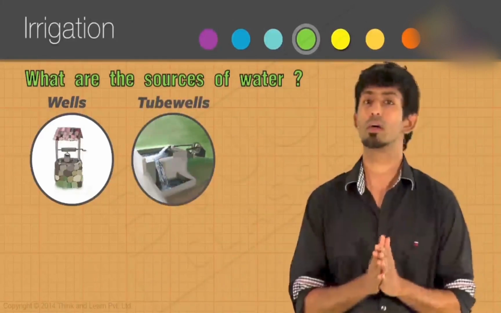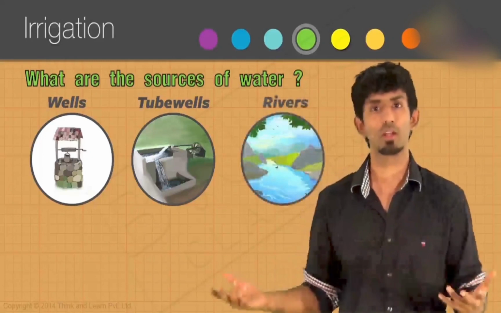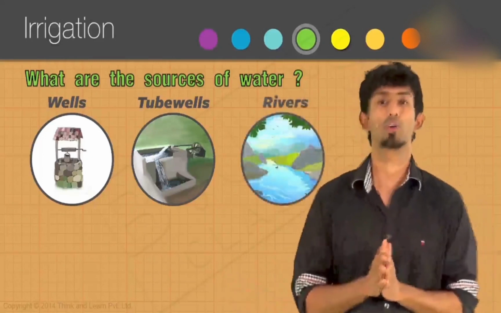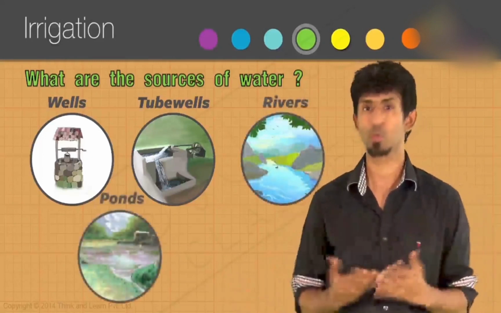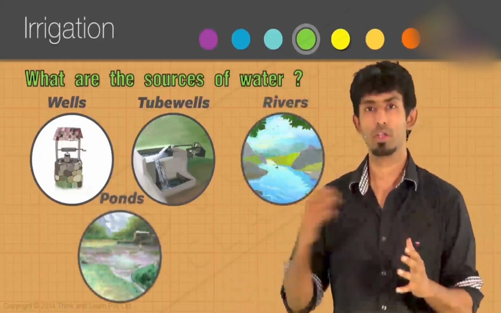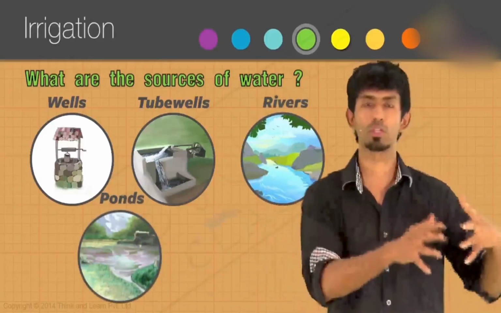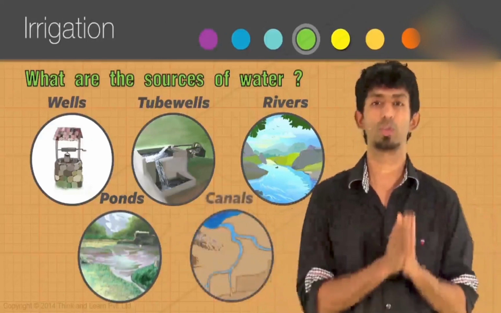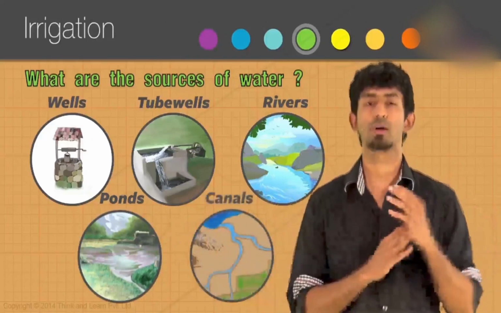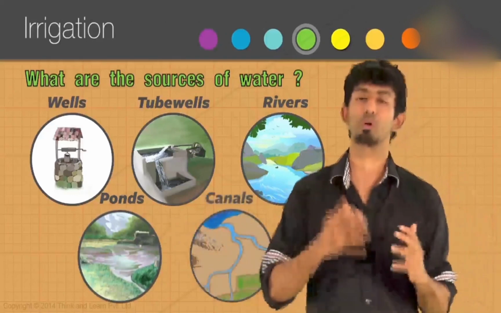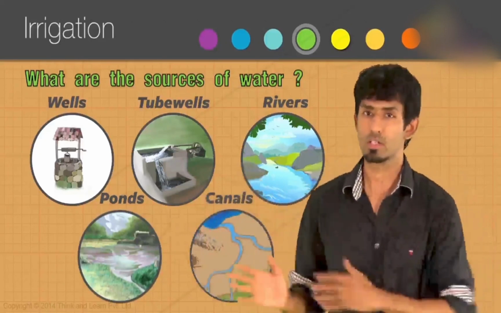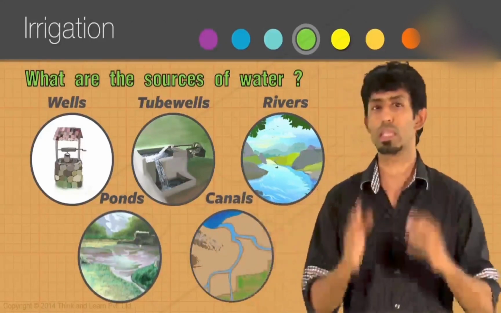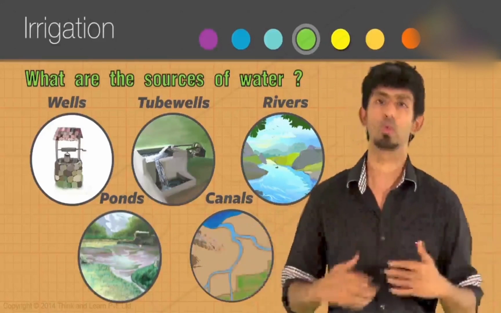So another thing you can have is a river. Of course, if you're really lucky to have a river around you, then you have a river as a source. You can also have a pond, which gets filled up through rain. So if you have a pond or a river, great. Or you could take a huge river and then build a canal out of it. So you can have a canal as well. So you have wells, you have tube wells, ponds, rivers and canals. So these are the usual sources of irrigation for most of India. You don't have anything else.